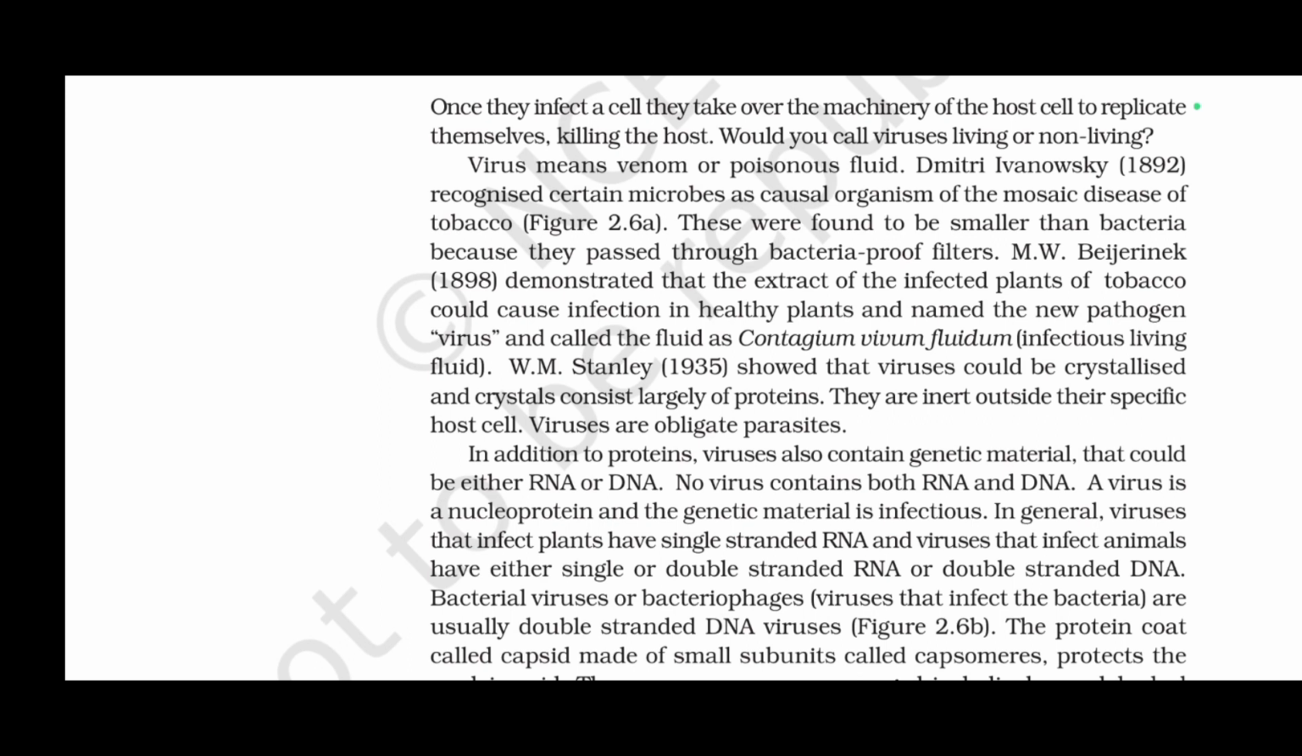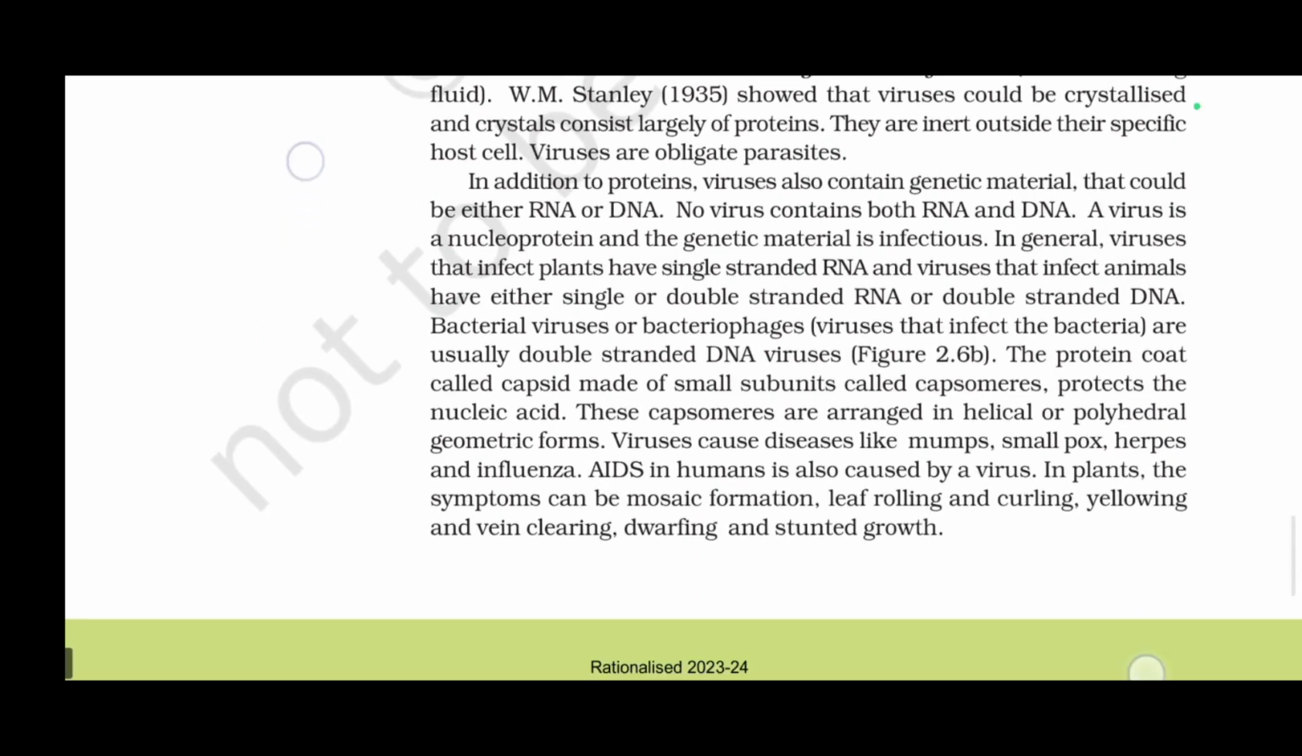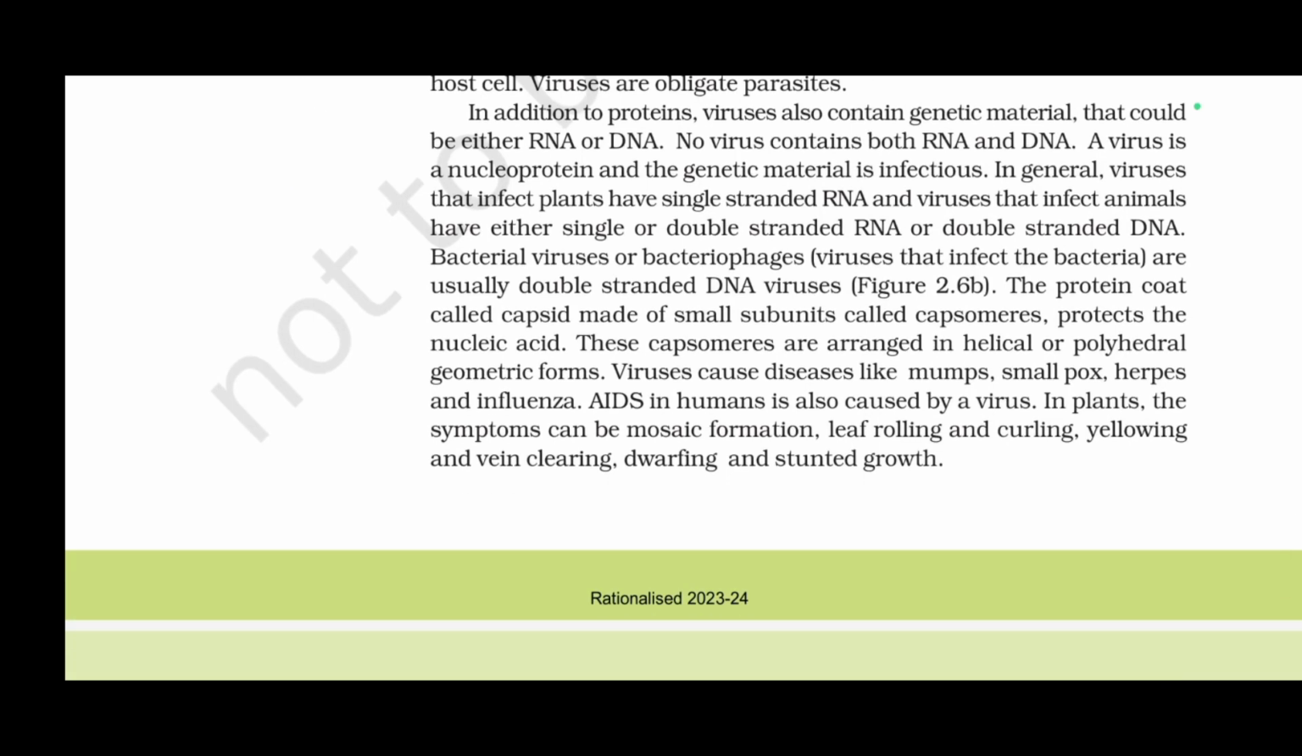In general, viruses that infect plants have single stranded RNA, and viruses that infect animals have either single or double stranded RNA or double stranded DNA. Bacterial viruses, or bacteriophages, which infect bacteria, are usually double stranded DNA viruses. The protein coat called capsid, made up of small subunits called capsomeres, protects the nucleic acid. These capsomeres are arranged in helical or polyhedral geometrical forms.